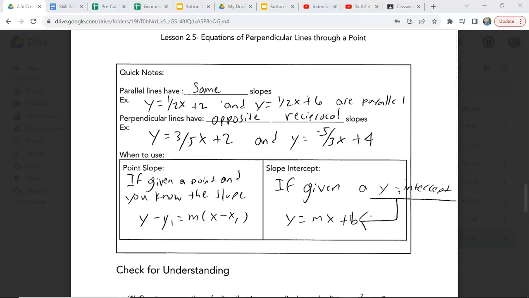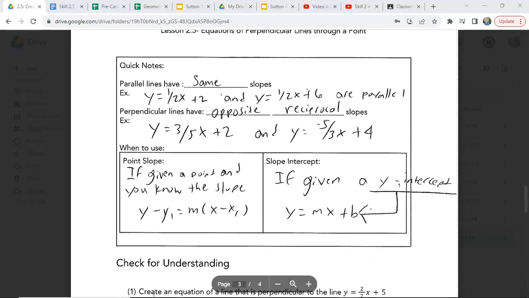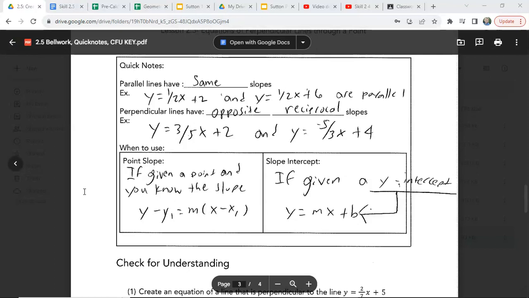Slope-intercept form is the y equals mx plus b form. So that's good if you're given the slope and a y-intercept. You can just plug those in, and then you have your equation there. So now you can go ahead, once you have that down, work on the check for understanding. And then you can, once you've completed that, continue the video, and I will go over those in just a moment.